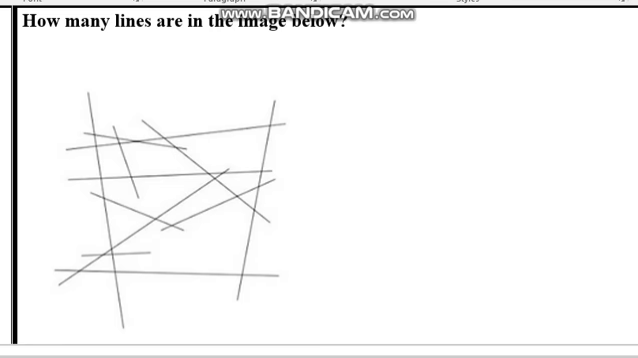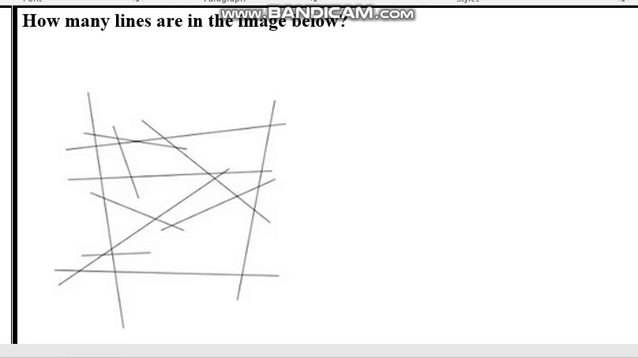Okay, so the correct answer here is that by the definition of a geometric line, there are no lines in this picture. These are all what we would call line segments because they have a definite endpoint, and lines are supposed to keep going forever and ever and ever. So no lines here.